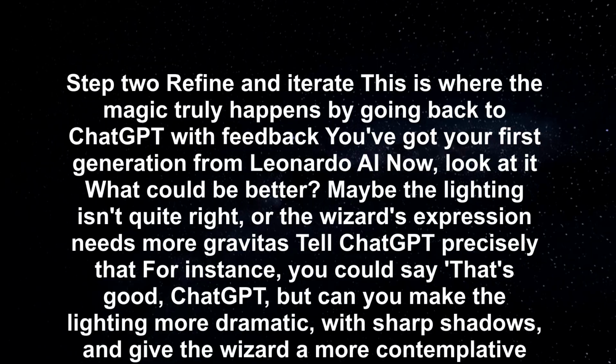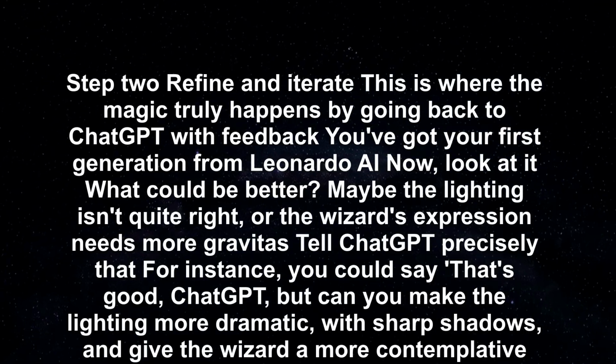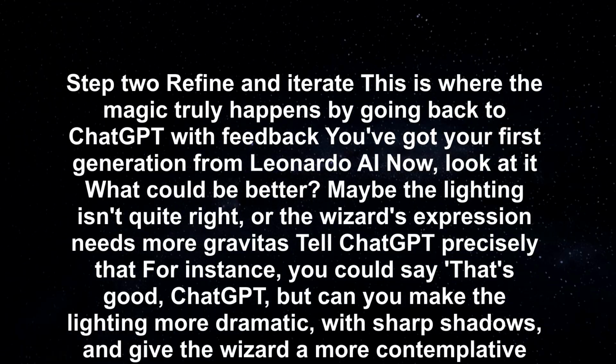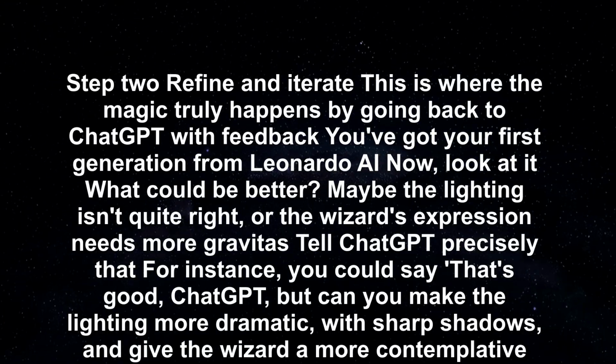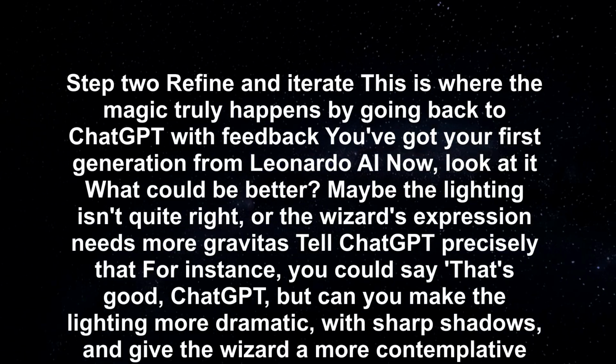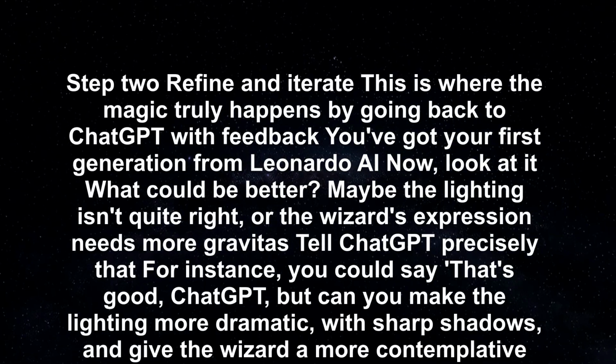Step 2. Refine and iterate. This is where the magic truly happens, by going back to ChatGPT with feedback. You've got your first generation from Leonardo AI now. Look at it. What could be better? Maybe the lighting isn't quite right, or the wizard's expression needs more gravitas.